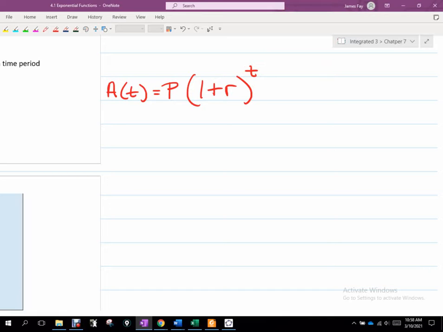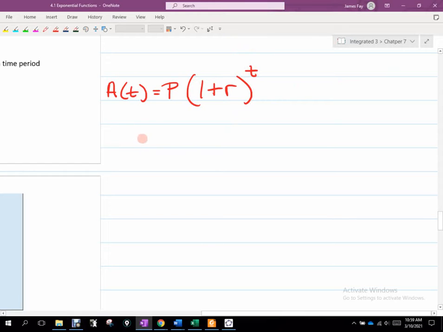But that is what you would find in your account if you were to never touch it again and the bank just lets it sit there for X amount of years. Okay? T is going to be in years. So if they say you're going to do this for 6 months, you need to make that 0.5. Does that make sense? Okay?